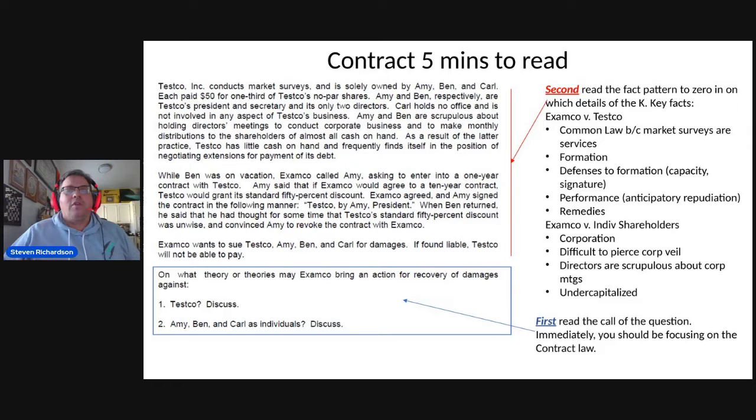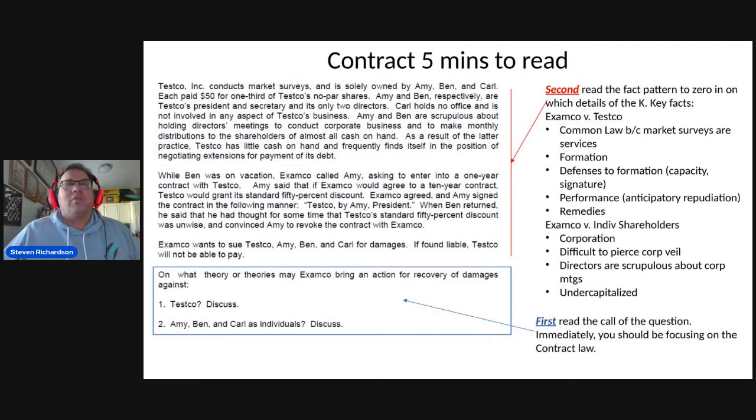Okay, so first thing you do is read the call of the question. On what theory or theories may Examco bring an action for recovery of damages against Tesco? So that's contract law right there. And then Amy, Ben, and Carl as individuals. So now we're probably in corporate law, but you need to read and take a closer look.